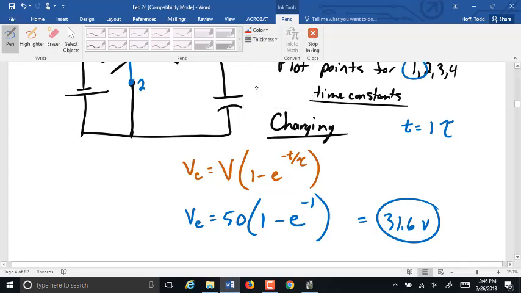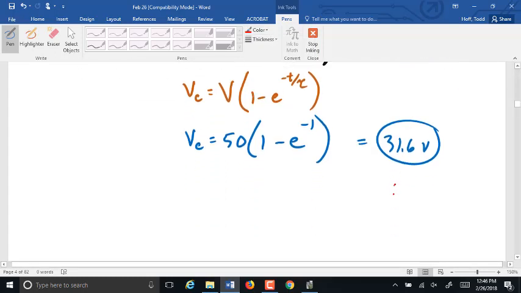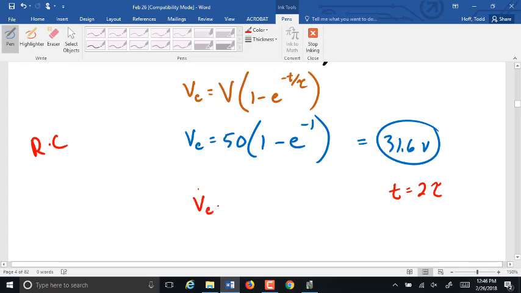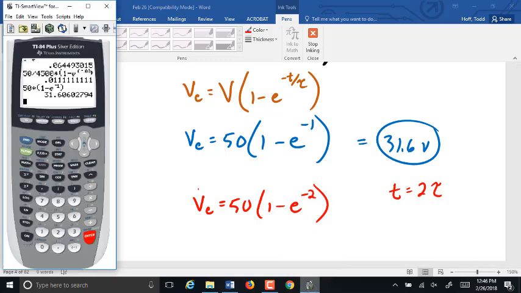2 time constants then would be t equals 2 tau. So why in the first part? Because you had to find the time constant. That's just R times C. Yep. So then our voltage at 2 time constants will be 50 times 1 minus e to the negative 2, giving us 43.23.